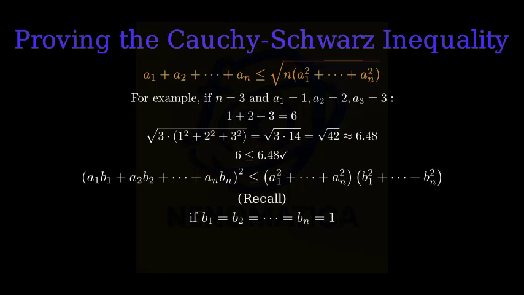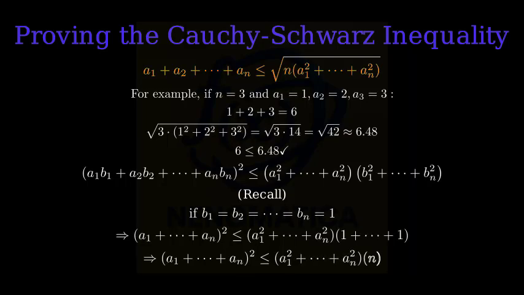With this substitution, we get the equation. If b1 equals b2 equals through bn equals 1, then the left side of the Cauchy-Schwarz inequality becomes the square of a1 plus a2 plus through an. For the right side, we have the sum of a1 squared plus through an squared multiplied by the sum of 1 taken n times, which is just n.